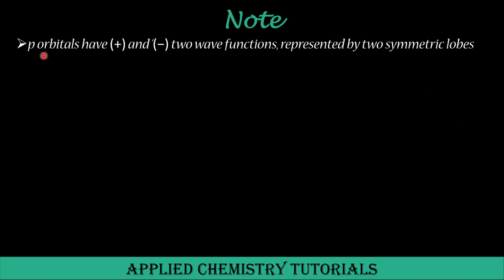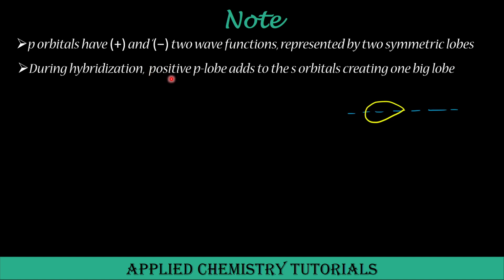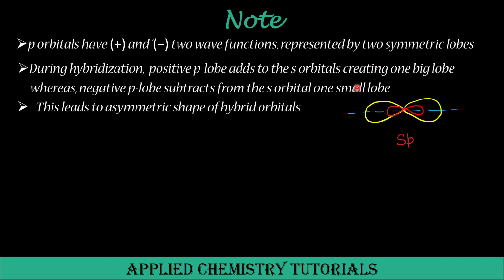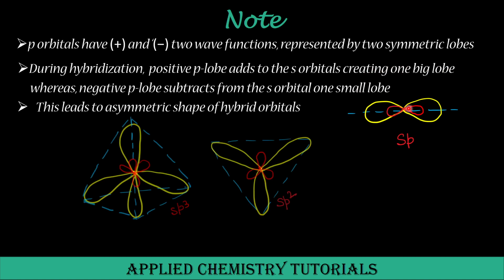A little note here, p orbitals have plus and minus wave functions represented by 2 symmetric lobes. During hybridization, the positive p lobe adds to the s orbital, creating one big lobe, whereas the negative p lobe subtracts from the s orbital and creates one small lobe. So one sp orbital is formed which is asymmetric, and during sp hybridization two orbitals are formed. So the total sp hybridization looks like this.